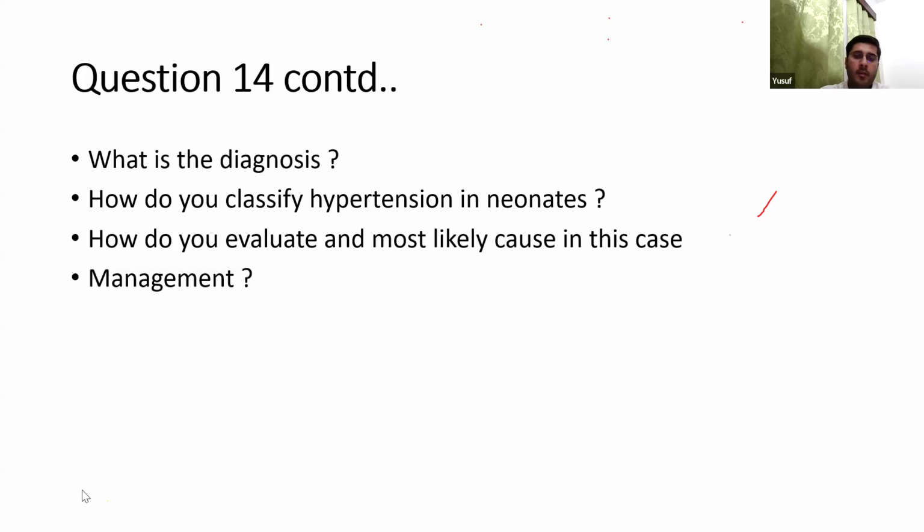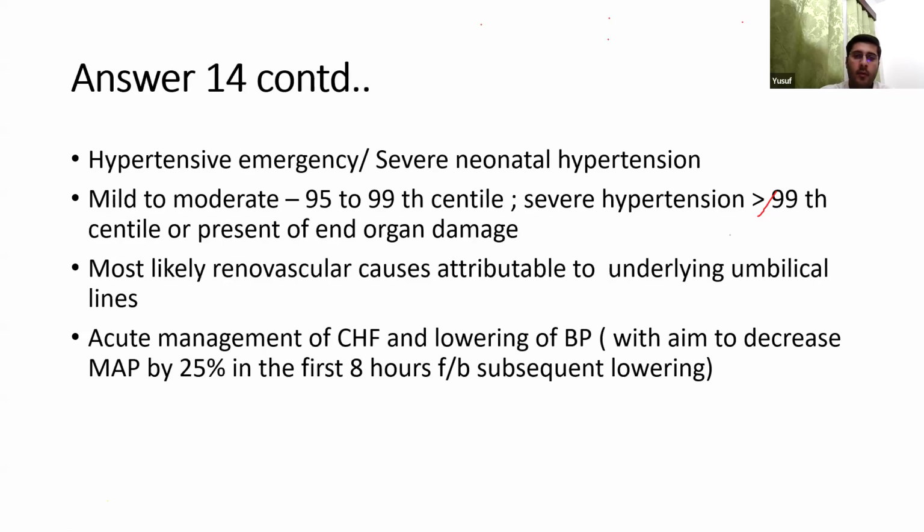So this is a hypertensive emergency or severe neonatal hypertension. How do you classify hypertension? BPs which are between the 95th and 99th centile, we classify as mild to moderate, and severe hypertension is defined if it is more than the 99th centile or if you are having signs of end organ damage. In this case, the baby was having CHF. The most common cause of hypertension in neonates is renovascular. Since the KFT and ultrasound were normal, most likely it would be due to thrombosis secondary to the umbilical lines which had been placed in this baby.